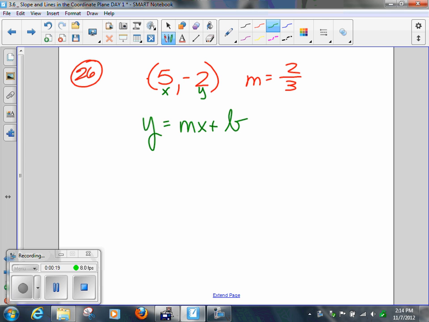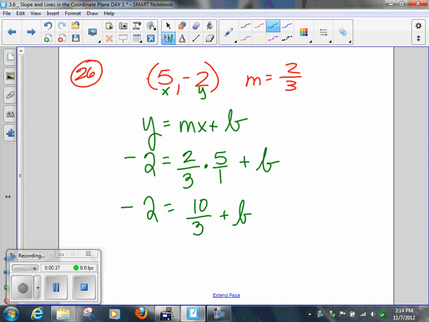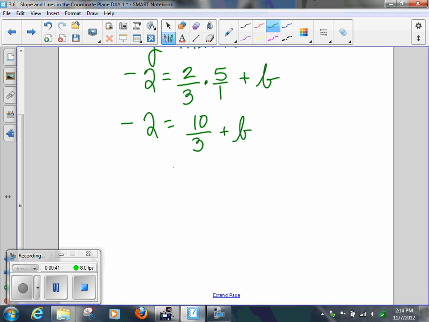So I'm going to plug -2 equals 2/3 times 5 over 1. Putting a 1 under a number doesn't change its value. So I have -2 equals 10/3 plus b. Do you guys agree with that? Okay. I'm going to subtract 10/3 from both sides. I want to get b by itself.